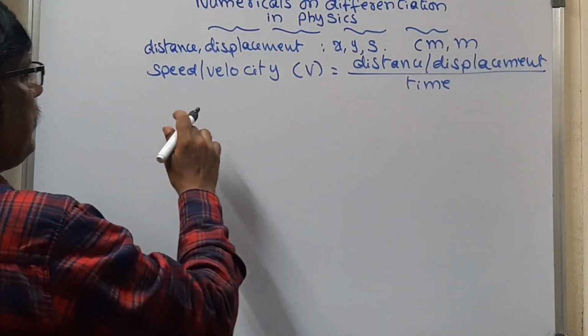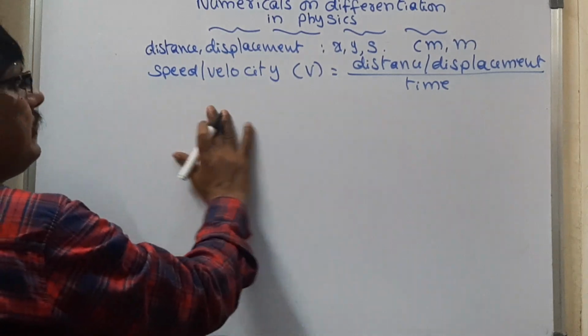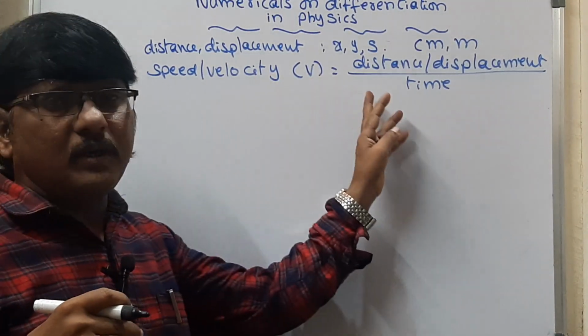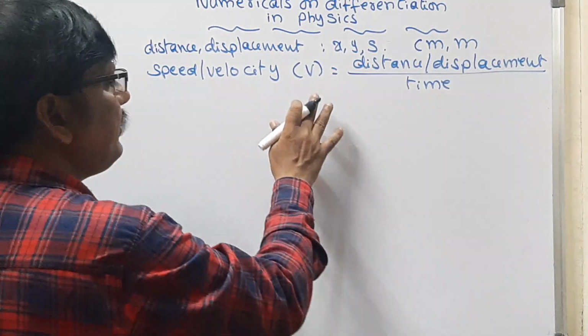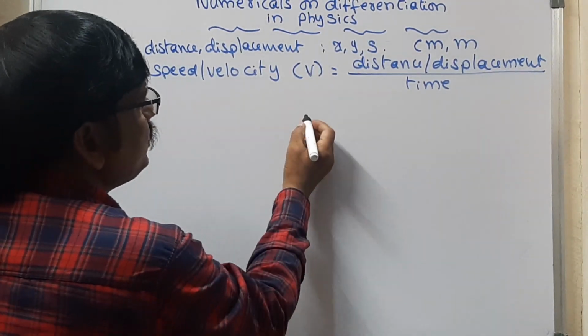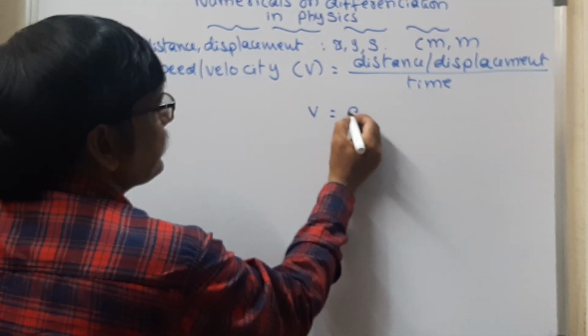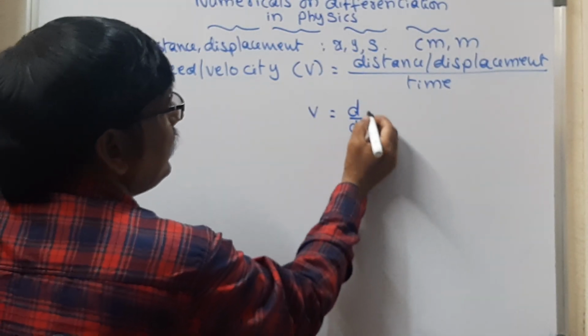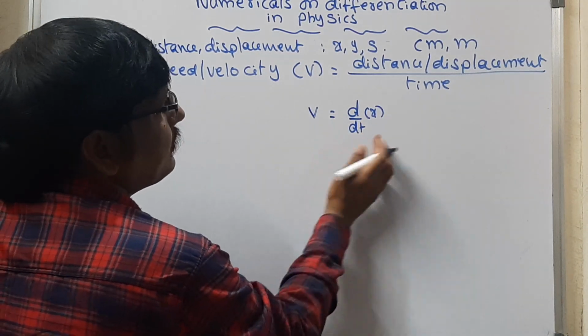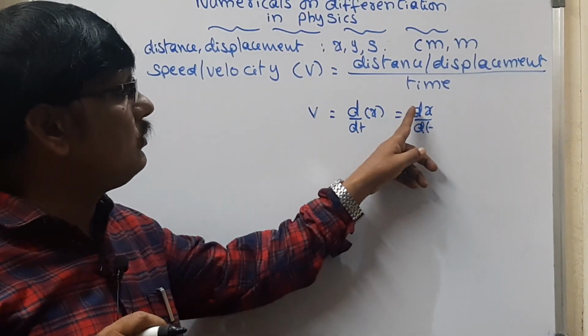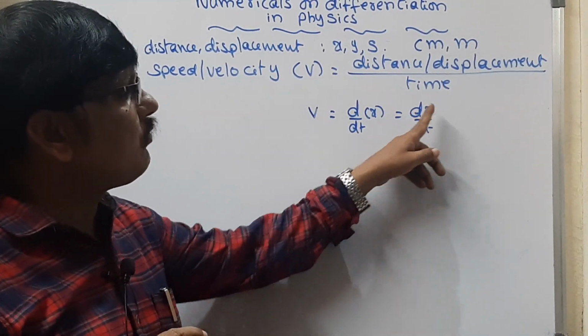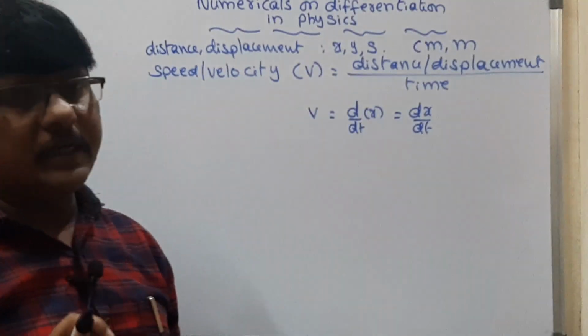This is the general motion in one dimension formula we are using. But in terms of differentiation, how can we take this? There is no change. Velocity can be considered as the differentiation of x with respect to time, so we can write v is equal to dx by dt. So speed or velocity can be taken with this formula, differentiation of x with respect to time.